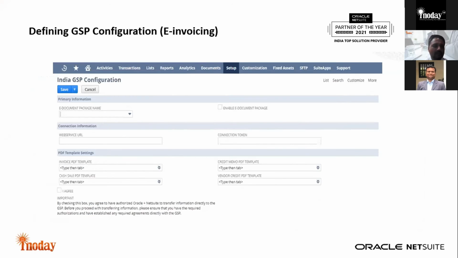Then we have the basics of GSP configuration as well, for e-invoicing perspectives, wherever we need e-invoicing. For e-invoicing, as the government has mandated, all businesses whose turnover is more than 50 crores, now they have reduced the limit, need to have this e-invoicing functionality. Currently the applicability is on invoices, credit notes and debit notes. So accordingly that needs to be configured.